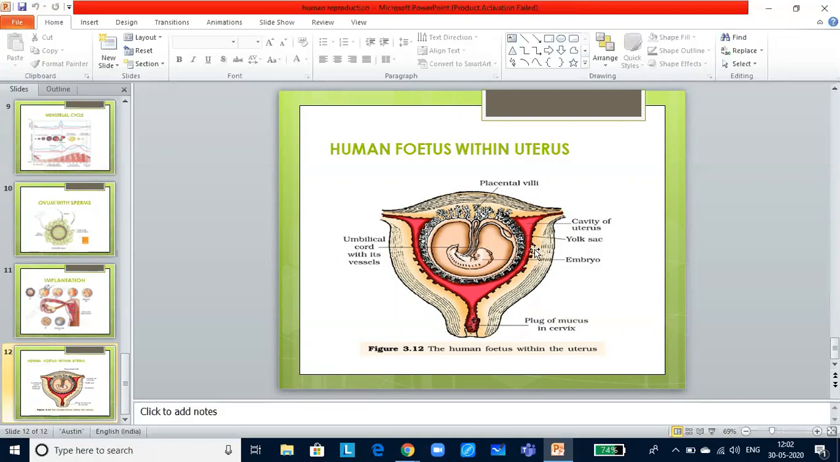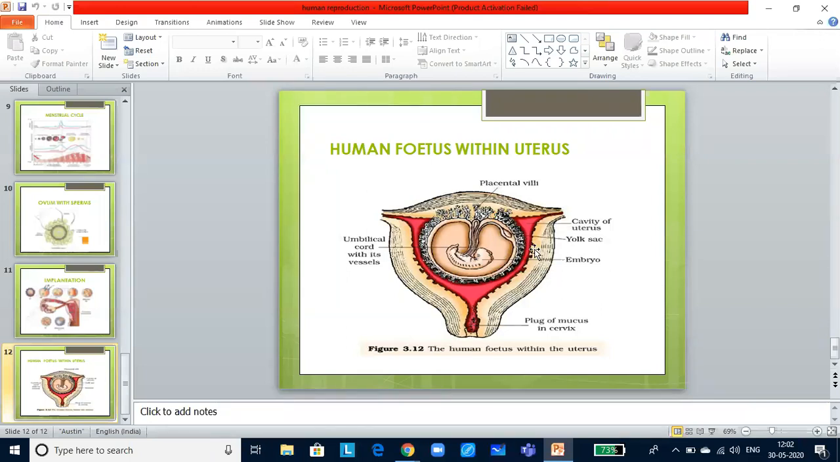The finger-like projections on the trophoblast after implantation are called chorionic villi. That, along with the uterine wall, forms a functional unit between the developing embryo and the maternal body called the placenta. The placenta is attached to the fetus with an umbilical cord that transports food and oxygen to the embryo. Hormones like HCG, that is human chorionic gonadotropin, HPL, that is human placental lactogen, and relaxin are produced by women only during pregnancy by the placenta.